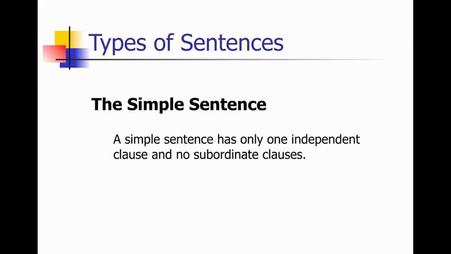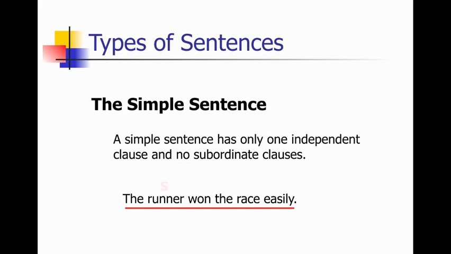So once again, the simple sentence has only 1 independent clause and no subordinate clauses, and it is a simple sentence. The runner won the race easily. So you have the runner as a subject, won is your verb, and the race is a direct object. So it's a complete thought by itself.